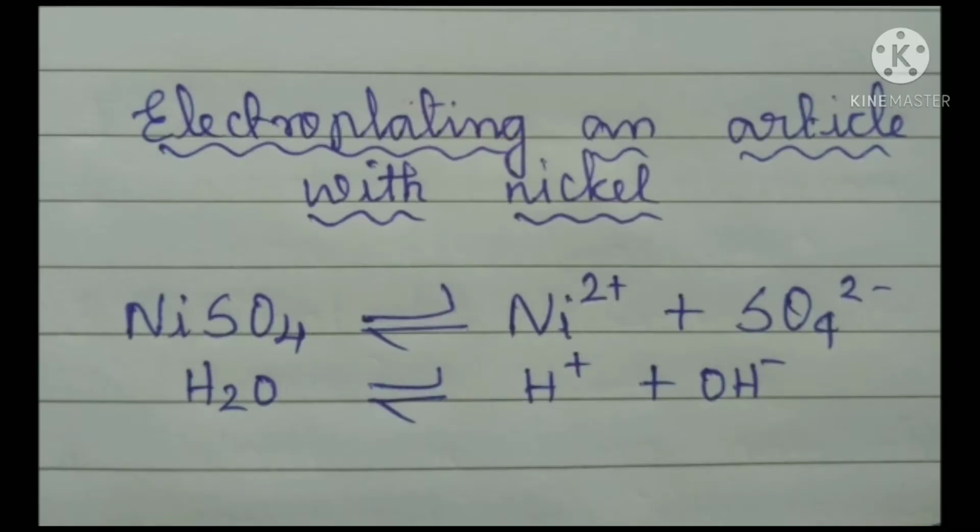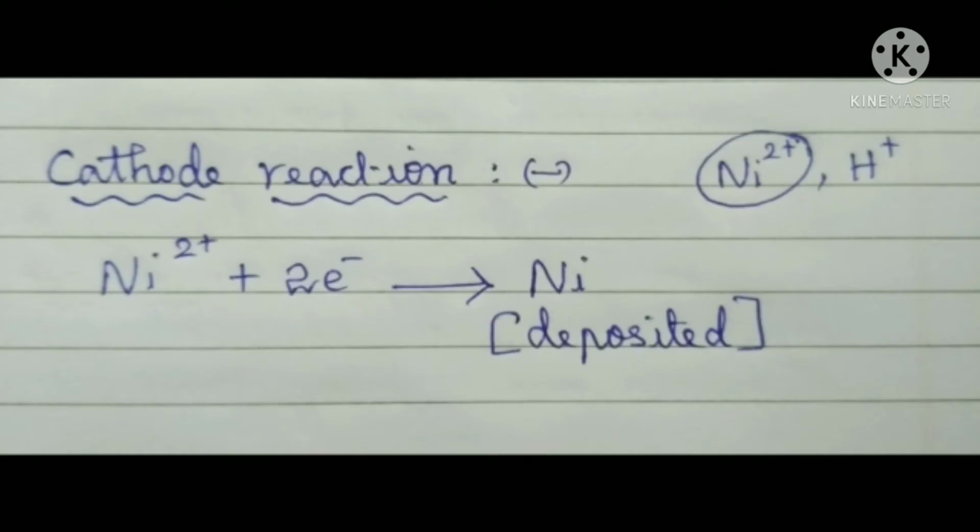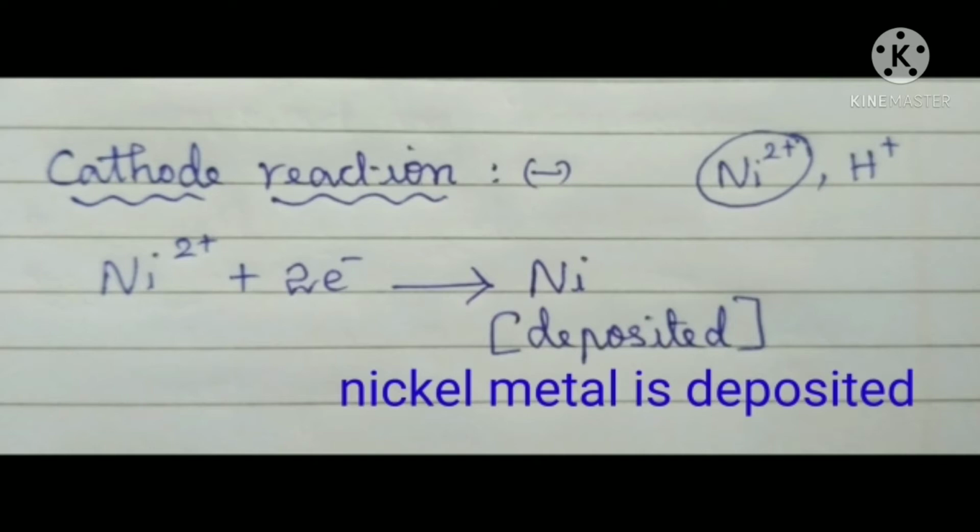So in this electrolyte, we have 4 ions: Ni2+, SO4 2-, H+, OH-. At the cathode, 2 ions will migrate towards it. This is electroplating an article with nickel. So the nickel ion goes towards the cathode, and there it will be deposited. The product is nickel, and the observation is nickel metal is deposited at the cathode.